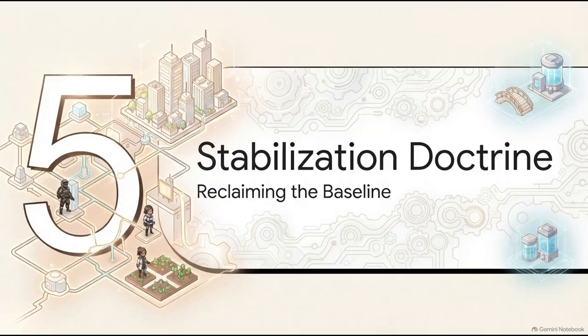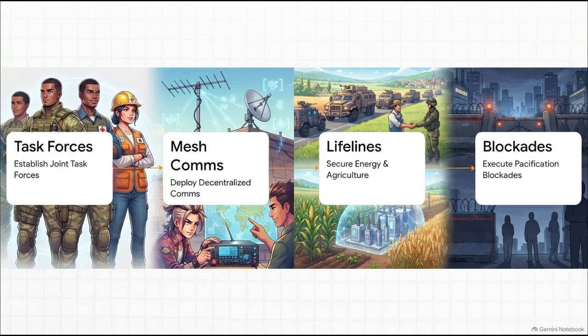Section 5. The Loyalist Stabilization Doctrine, Reclaiming the Baseline. So, how would they actually try to fix it? Let's examine the theoretical operational framework loyalists would use to restore order from the inside out. The text lays out 4 exact tactical steps. Step 1. Establish localized joint task forces. This means merging civilian volunteers with professional state security forces to maintain a legal chain of command.